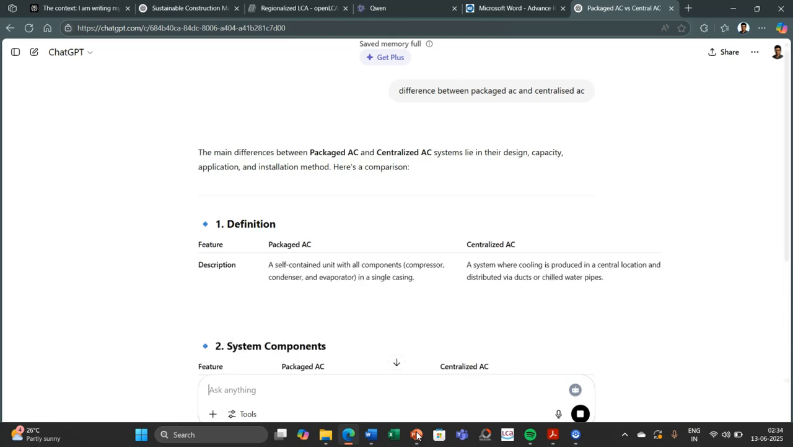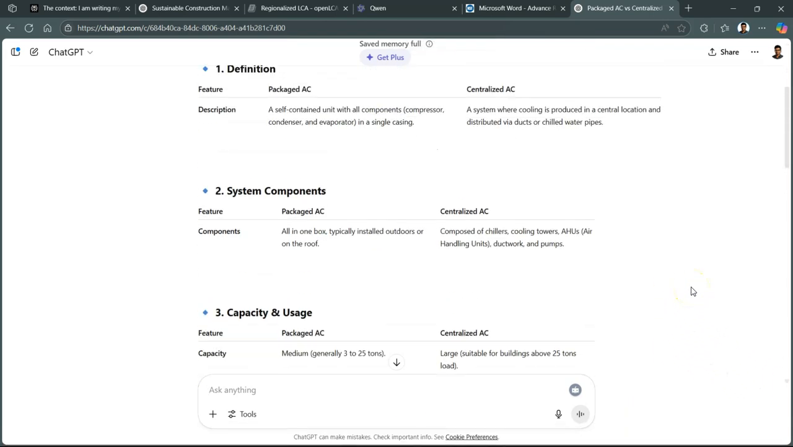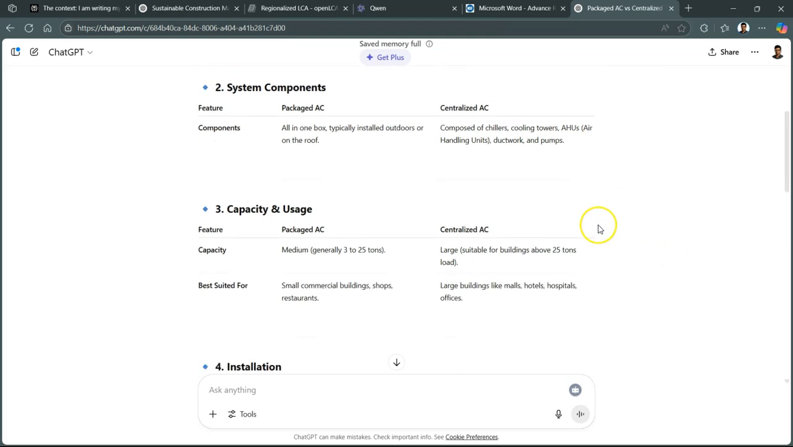Design, capacity, application, right? In the description we can understand that packaged AC is a self-contained unit with all components in a single casing, that is the packaged casing, like compressor, condenser, everything. Centralized AC is a system where cooling is produced in a centralized location and distributed via ducts or chilled water pipes. Still I can't understand the difference. Okay, all in one box, typically installed outdoors or on the roof, that is packaged AC. Centralized means composed of chillers, cooling towers. Okay, so component-wise, there is a difference between packaged AC and centralized AC.